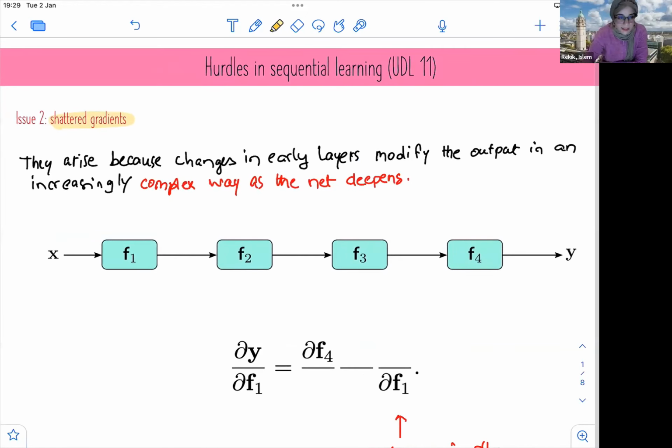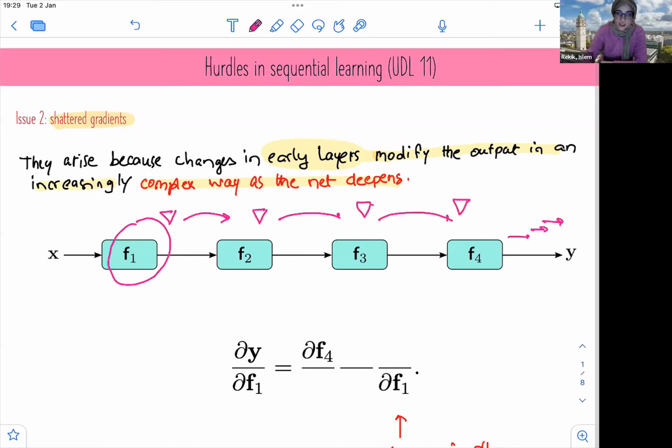Okay, so shattered gradients, this problem arises because of the changes in early layers. The changes in the early layers, which are quite big, modify the output in an increasingly complex way as the network deepens. Okay, so as the network becomes deeper and deeper, what happens is that the gradient of the changes with respect to the first layer becomes more complex. The change in the first layer affects the change in the second layer, affects the change in the next layer, and all of these changes are actually changes in weights, right? So it's the changes in the weights that we want to find.